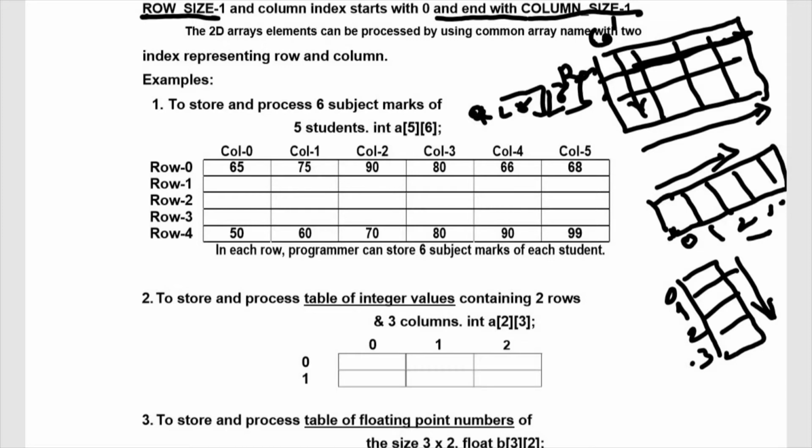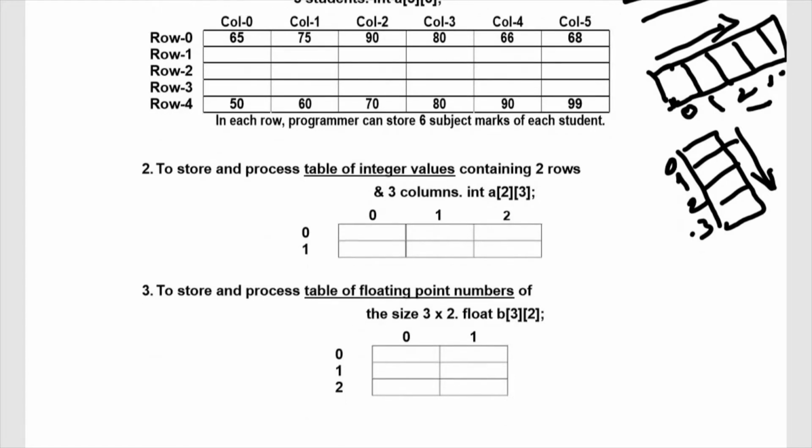You can see here in the table I have shown 0, 1, 2, 3, 4, 5. Actually there are 6 columns, but since our index starts with 0, it goes from 0 to 5, that is 6 minus 1, which is 5. Similarly, we have 5 rows, but our index starts with 0 up to row size minus 1.